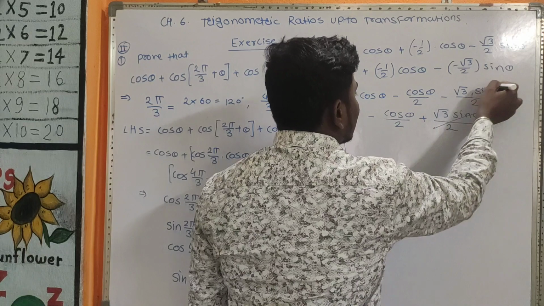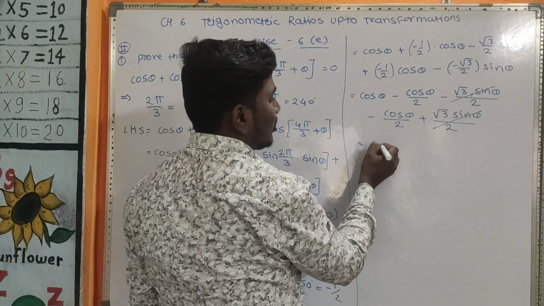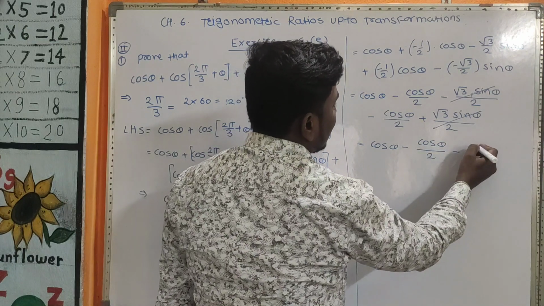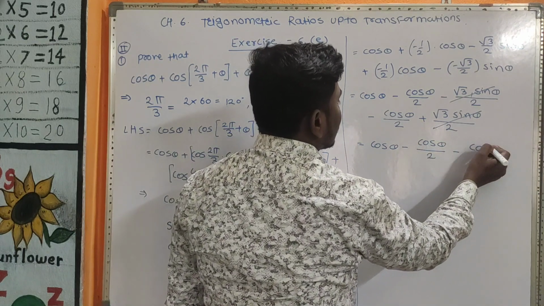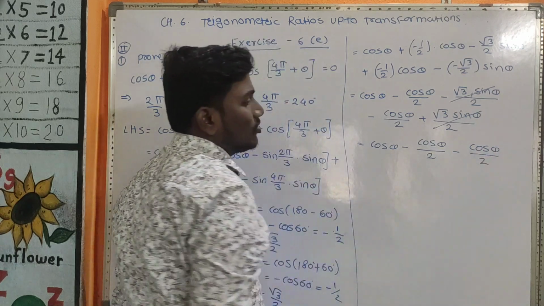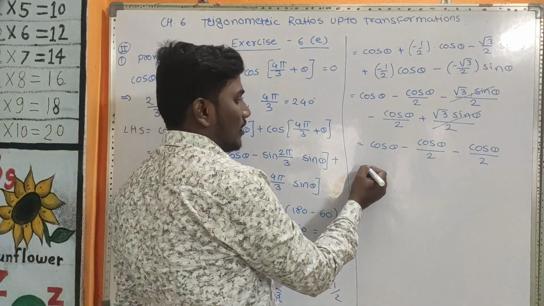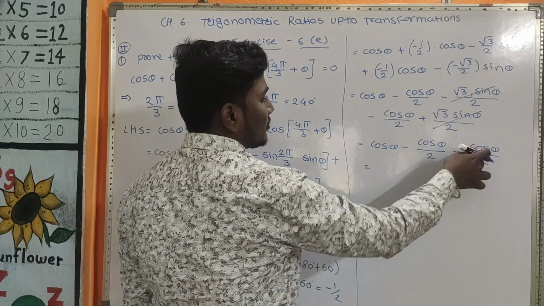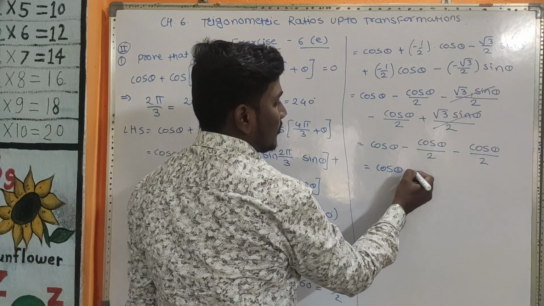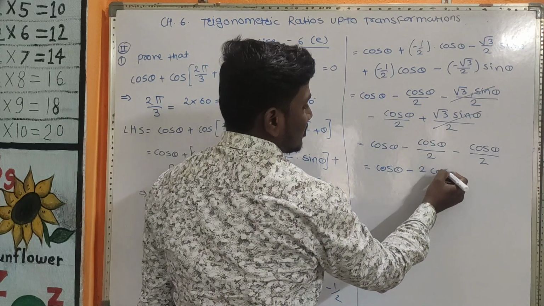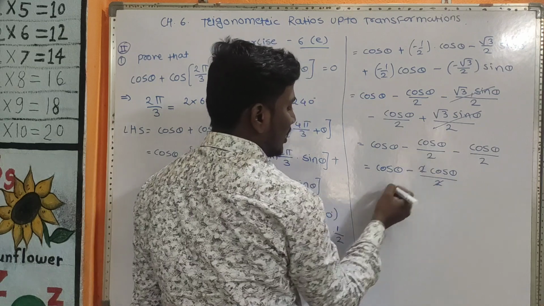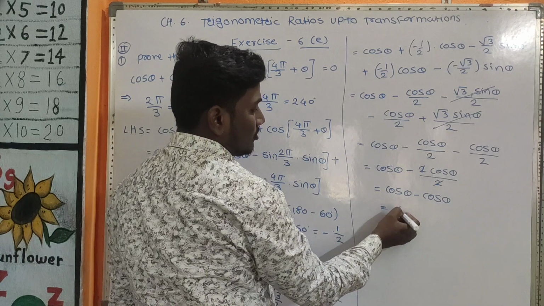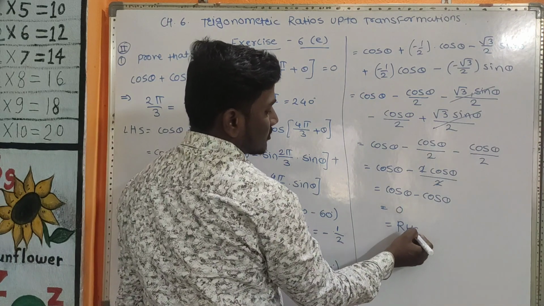So this minus and plus cancel. What do we get? Cos theta minus cos theta by 2 minus cos theta by 2. We can take half of 1, which means cos theta minus 2 times cos theta by 2. So the 2s cancel. Cos theta minus cos theta is equal to 0. This is the required RHS. Is it clear?